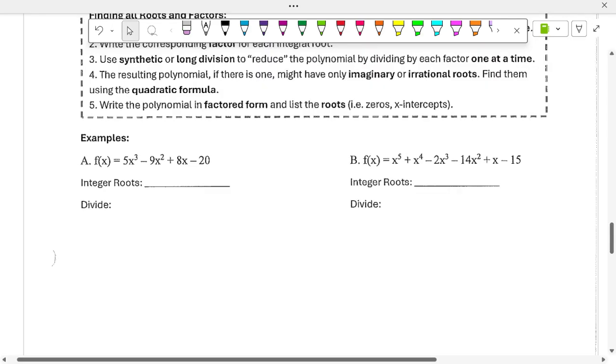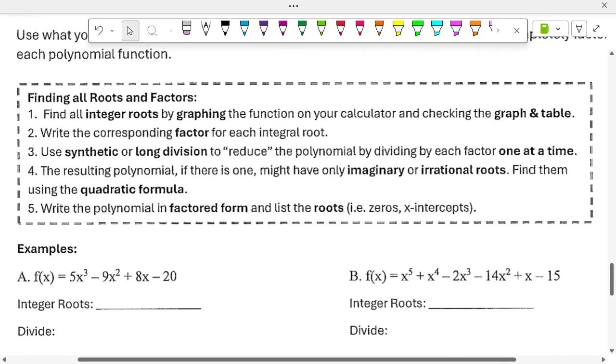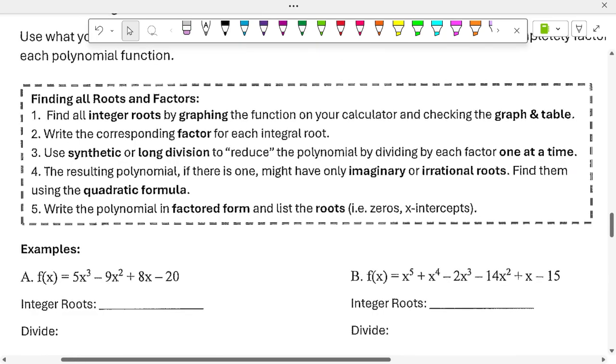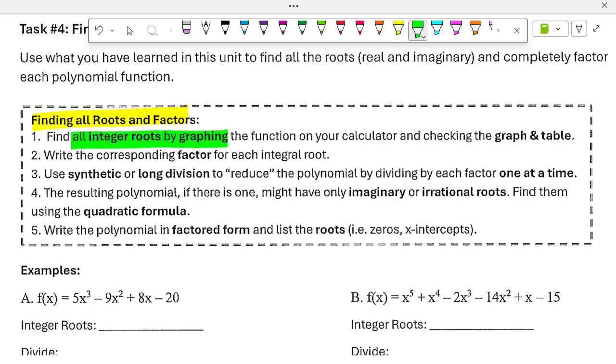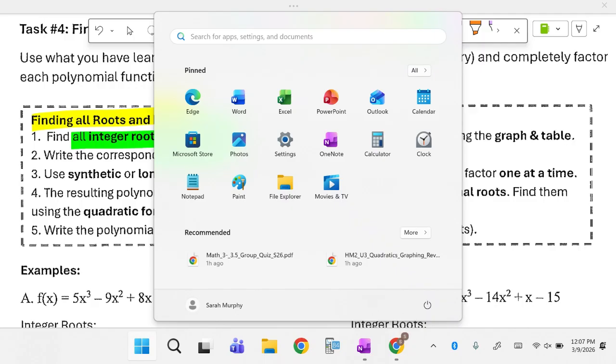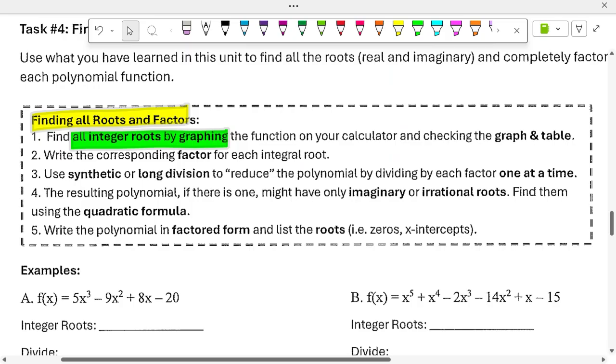First off, we're going to look at letter A. So here's the general synopsis of how you do this for finding all the roots and factors. You find all of the integer roots by graphing, meaning, oh, it's just frozen. Unfreeze, come on, unfreeze. There it goes. So you need to find all the integer roots by graphing in a graphing calculator. That's Desmos. And you write the corresponding factor for each root.